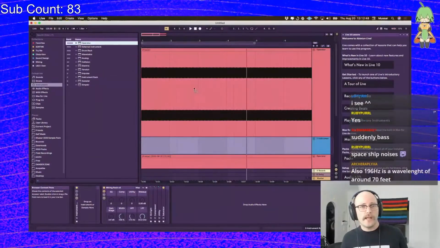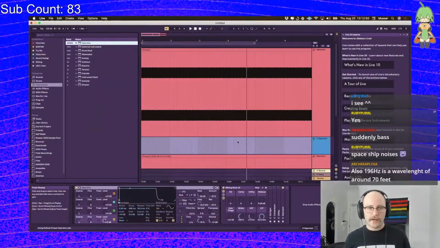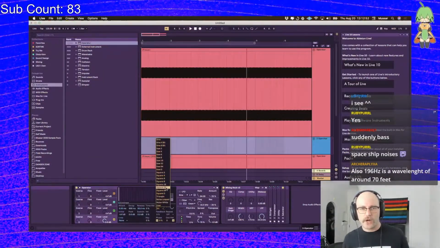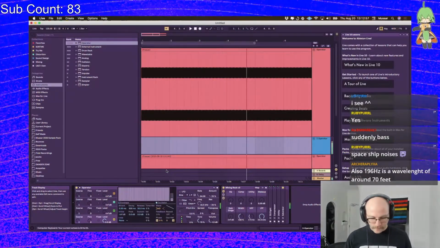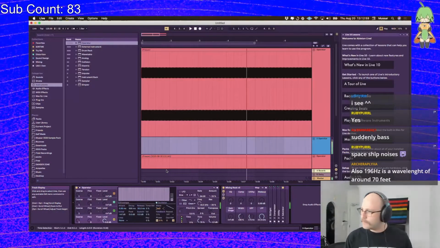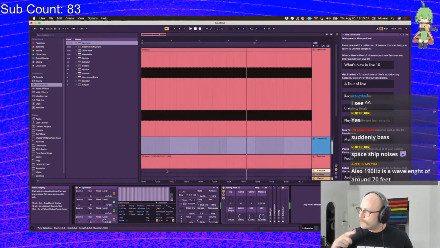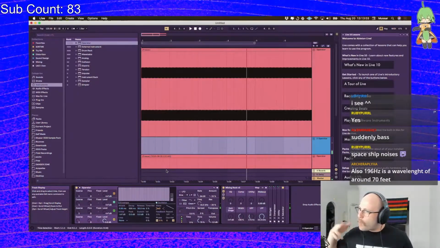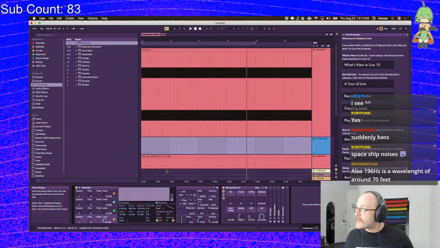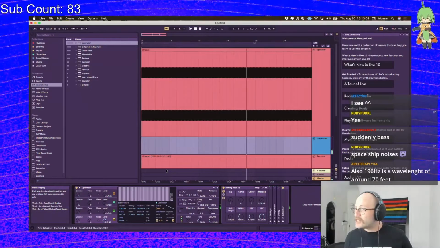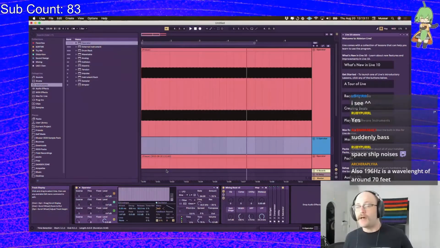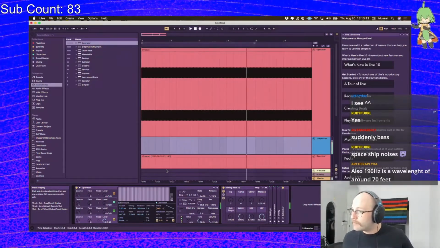If I go in and I grab an operator, I set this to a saw wave, I can do the exact same thing. Hear that wah wah wah wah wah wah wah thing? That is the phase cancellation. There's still phase cancellation there, but it's not as obvious because of the relationship of the harmonics.